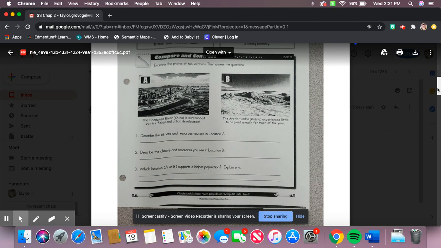Now let's look at the resources. It says describe the climate and resources. It tells you that there are rice fields, so obviously one resource would be your rice field. It shows you a picture of a river, so the river is another resource. Go ahead and write down some of the resources based off of those 2 things that we see in location A.